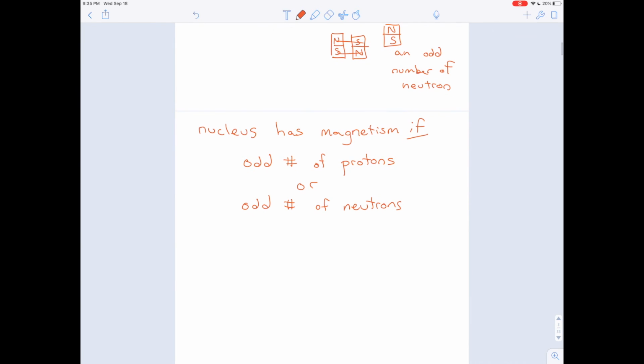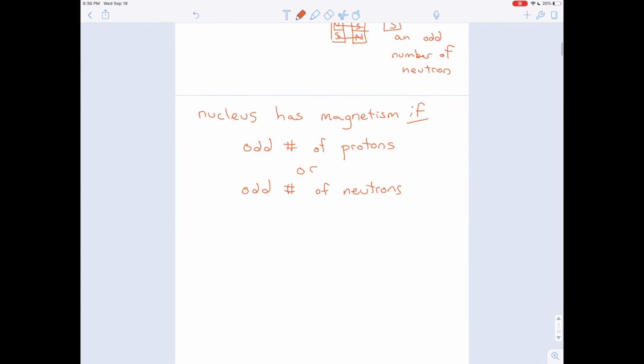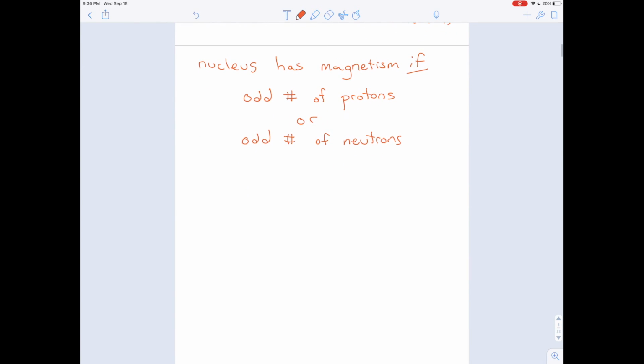Okay. This magnetism is crucial because the whole reason why we went through this is because we're going to use this magnetism to absorb the radio waves, the light that we shine on things, so that we can only see nuclei that have this magnetism. It's only those that are going to cast shadows in this type of spectroscopy.